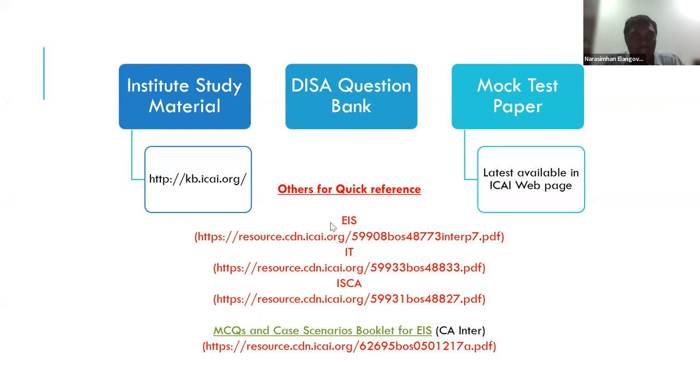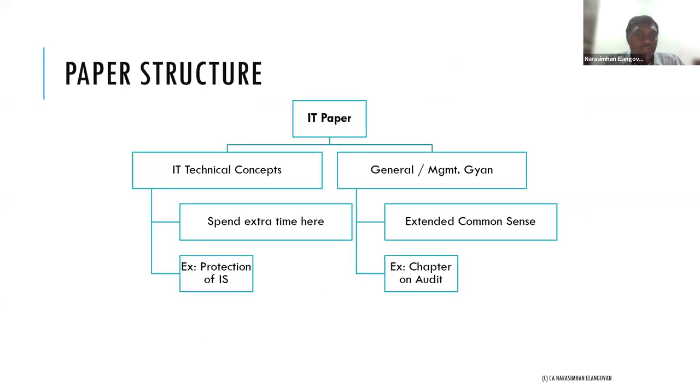So that is basically what I'm going to be covering, and a few general tips. First, if you look at the structure in which the paper is made, it is predominantly driven by a combination of two things. One is, I will use the word, common sense driven. This is something you can easily pick up and crack. Why do I say that? For a simple reason, this is all an extension of a topic like audit.